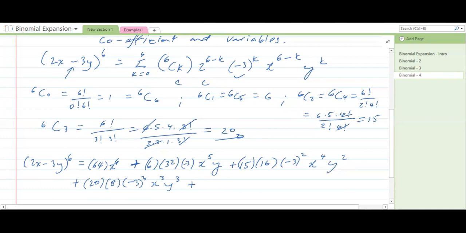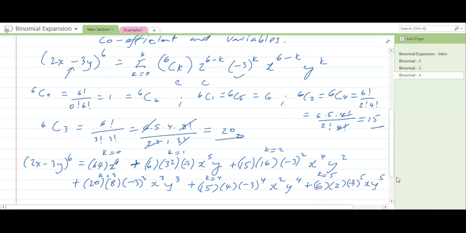So we've got 0, 1, 2. So this was when k was equal to 0. This was when k is equal to 1, k is equal to 2. This is when k is equal to 3. Now when k is equal to 4, we have 6 choose 4, which is equal to 15 here, and then 2 to the power 2, which is 4, minus 3 to the power 4, x squared, y to the power 4, plus when k is equal to 5, we have 6 choose 5. 6 choose 5 gives us 6, 2 to the power 1, minus 3 to the power 5, x, y to the power 5.